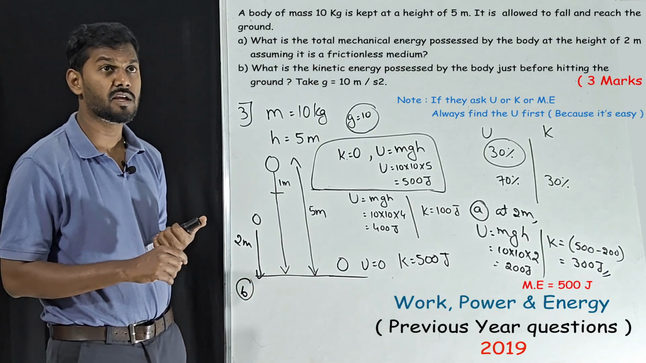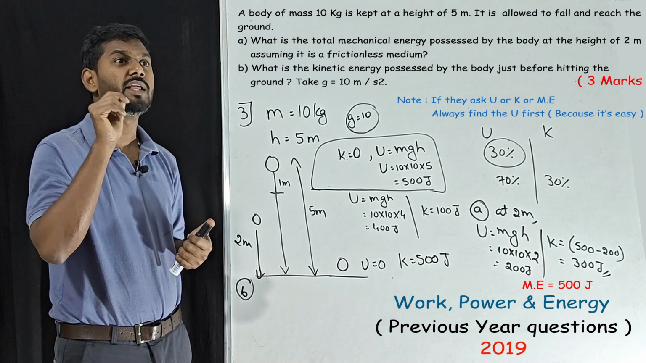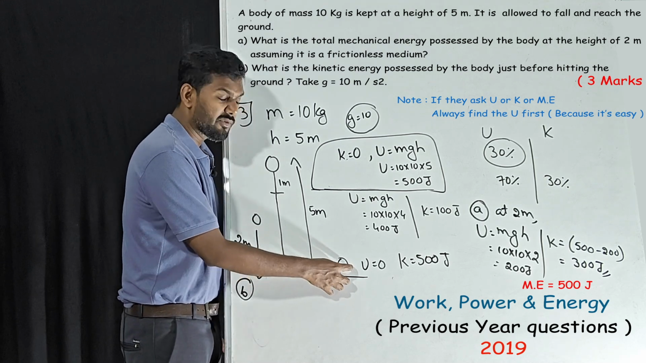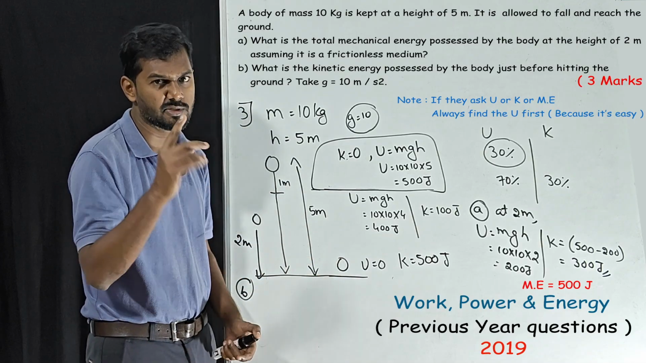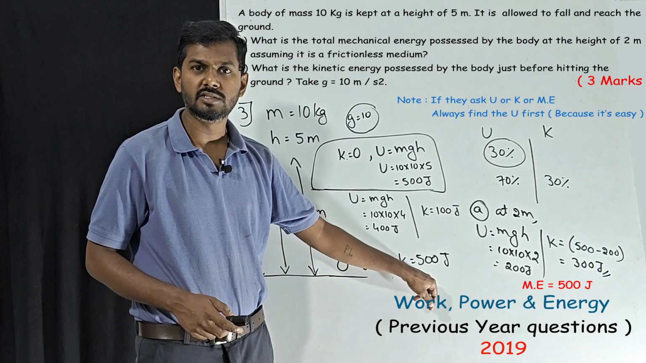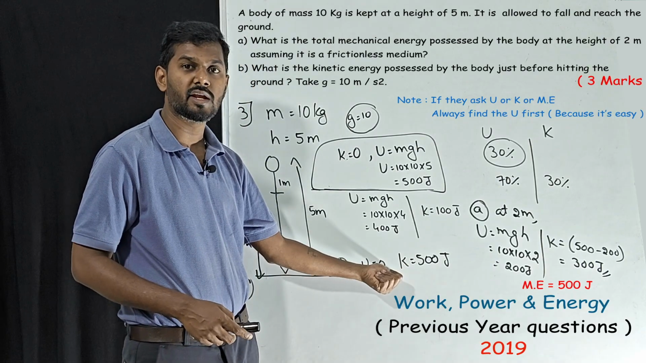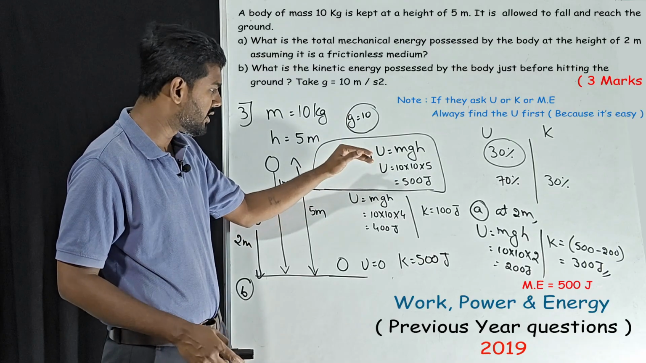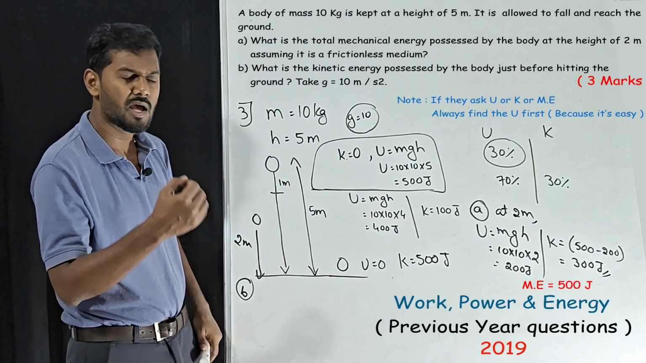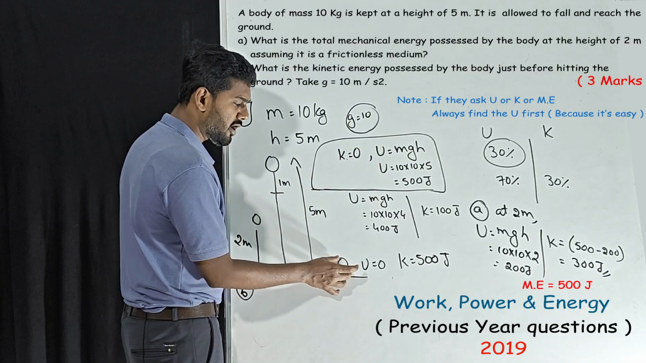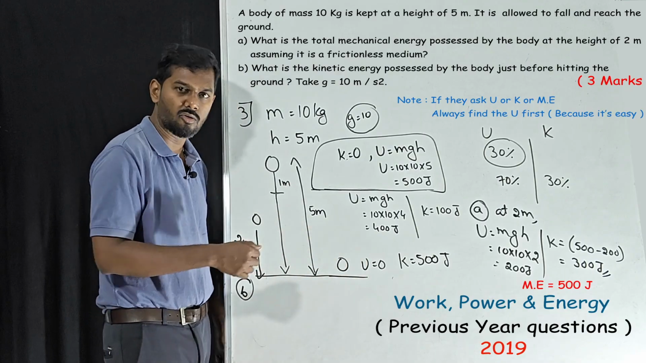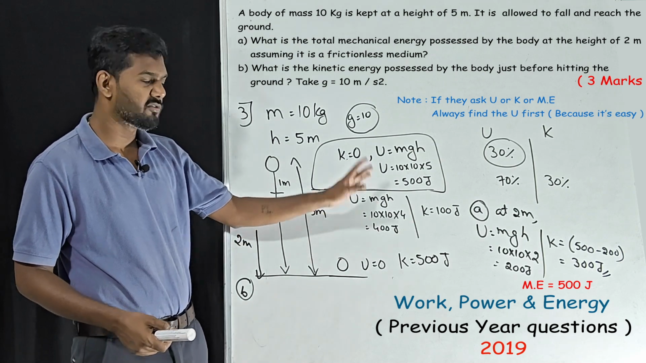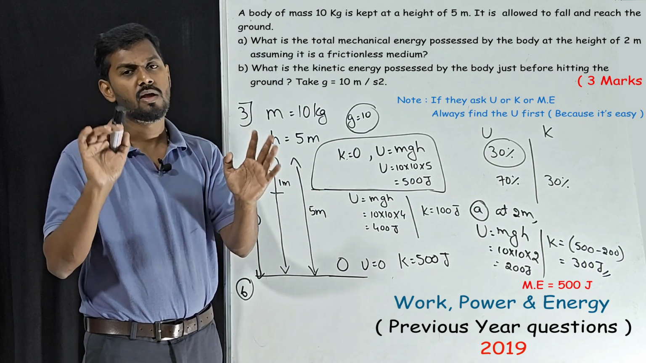What is the kinetic energy possessed by the body just before hitting the ground? Just before hitting the ground means this position. Whenever the ball is about to reach the ground, height will be 0. If height is 0, kinetic energy will be 500 joules. Why are we taking it as 500? Because of the initial value. Always calculate the initial value, then use that everywhere to calculate the remaining answers. Height will be 0, so potential energy is 0, so the complete energy, the kinetic energy, will be 500 joules.